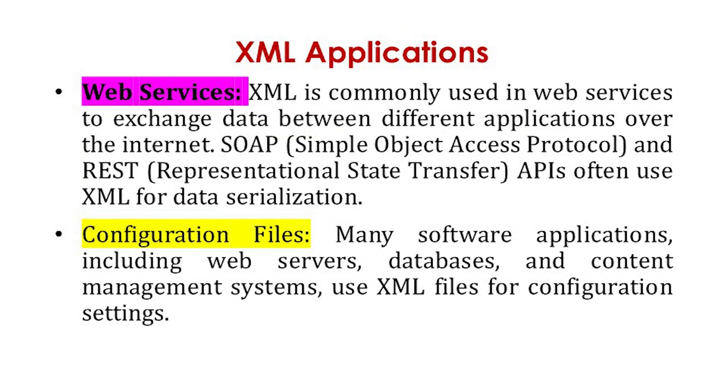Now, XML applications. Web applications: XML is commonly used in web services to exchange data between different applications over the internet. SOAP, that is Simple Object Access Protocol, and REST, Representational State Transfer, APIs often use XML for data serialization. Configuration files: many software applications including web servers, databases, and content management systems use XML files for configuration settings.